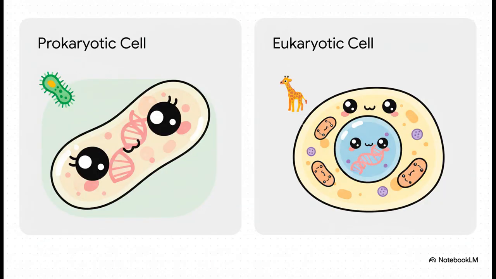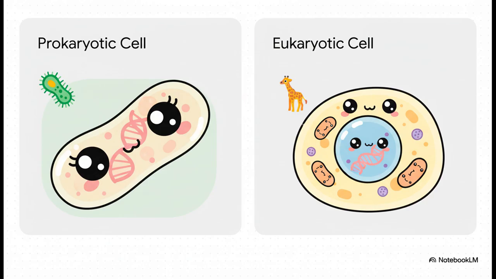Okay, and right away we see the two major divisions of cellular life. On one side, you've got the prokaryotic cells. Think bacteria. They're a bit simpler. Their DNA just kind of floats around in a region called the nucleoid. But on the other side, you've got eukaryotic cells. That's us, that's plants, fungi, everything else. And the big difference? We keep our DNA neatly tucked away in a true nucleus. And we have this whole suite of other membrane-bound compartments, or organelles, each doing its own specialized job.